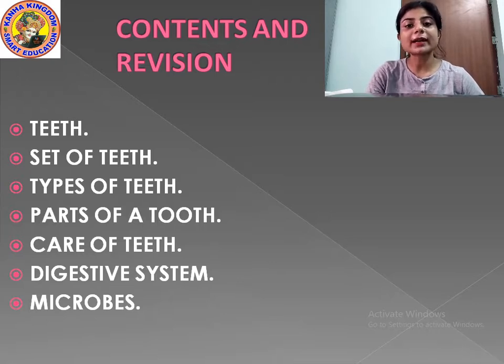Now students, what are the different types of teeth? There are 4 different types of teeth: incisors, canines, premolars and molars. There are 8 incisors in our mouth, 4 upward and 4 downward, 4 on the upper jaw and 4 in the lower jaw. In total it is 8 incisors, which help in biting and cutting the food.